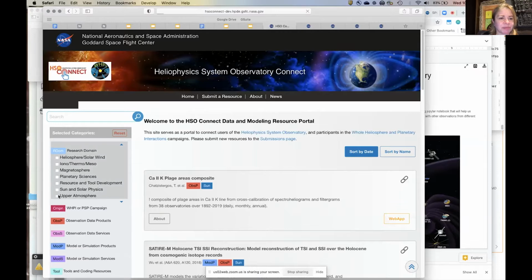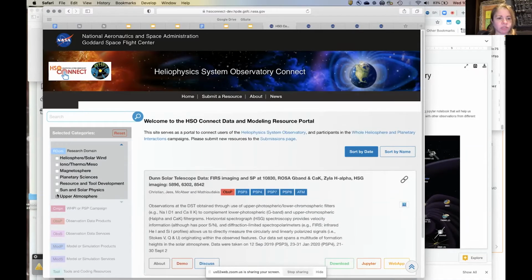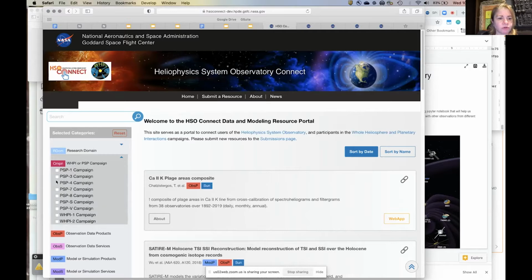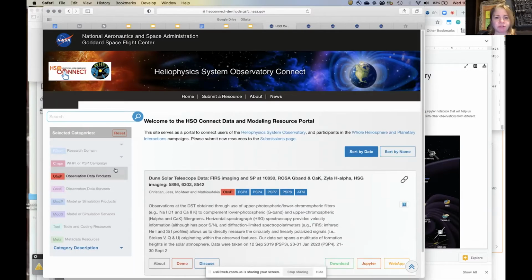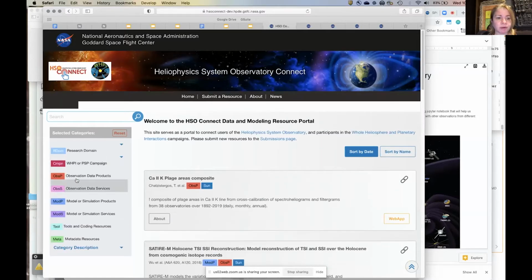Let's go to upper atmosphere. We have, you can limit that, and then it'll only show you. And so it's like a filter, just like Amazon.com. If you've used that, you can set a filter, and it'll filter for these things. You can also look for contributions to particular campaigns. If you're interested in the 7th perihelion for Parker Probe, that's here. All the campaigns are described on the WHPI site and will be in the About section as well, so you'll be able to know exactly which campaign we're talking about.